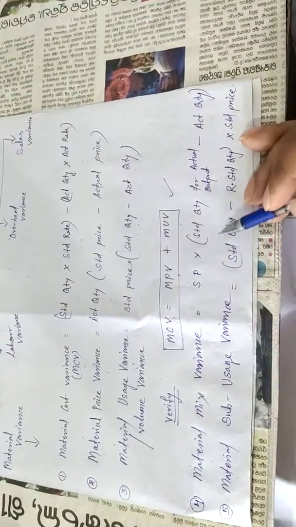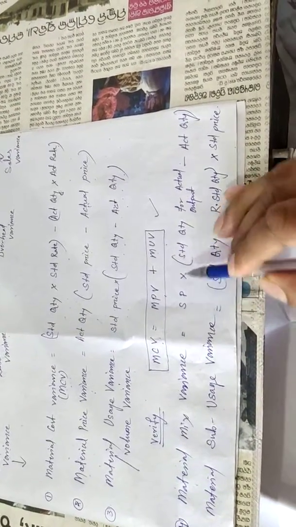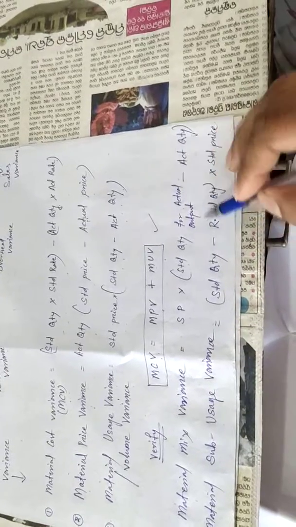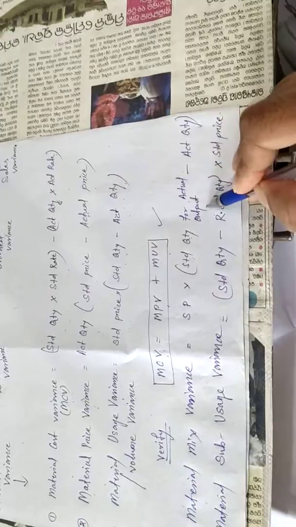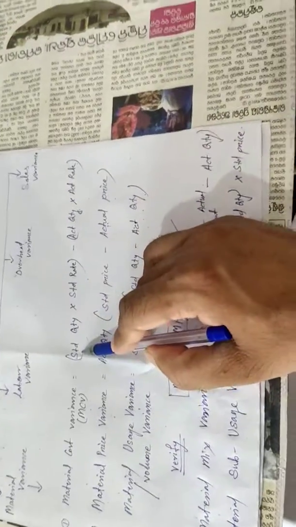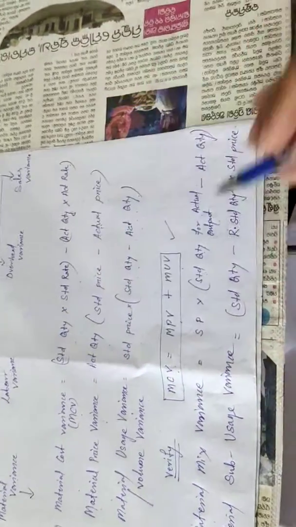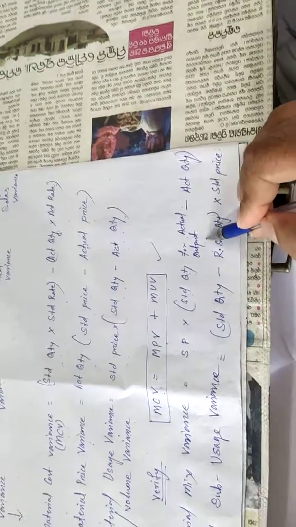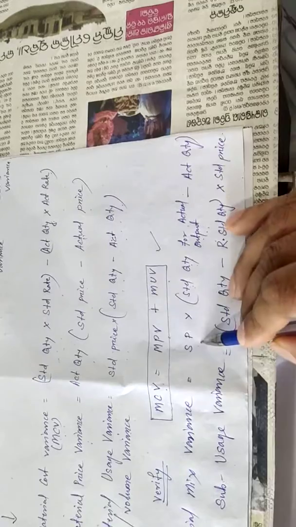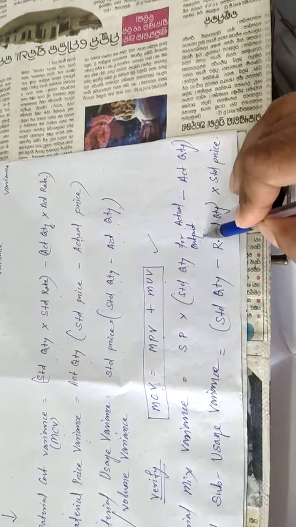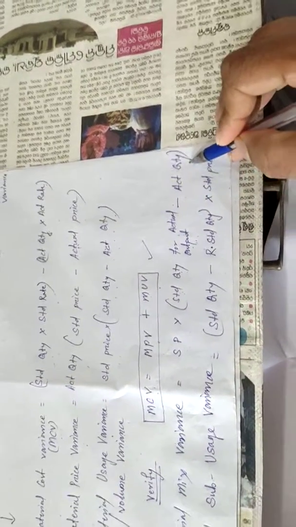What is the formula for material mix variance? Standard price into standard quantity for actual output. This is one new thing, standard quantity for actual output. Here standard quantity is determined for standard output, but here you have to determine the standard quantity for actual output, and that figure you have to put here. Then standard price into standard quantity for actual output minus actual quantity.